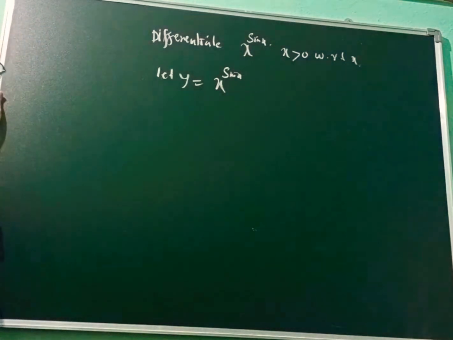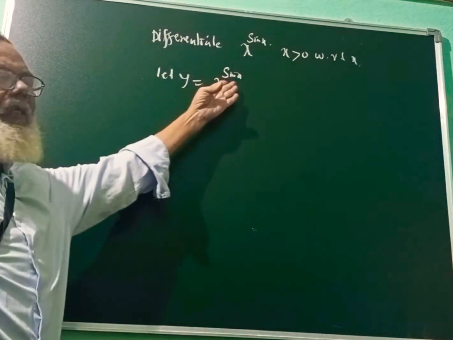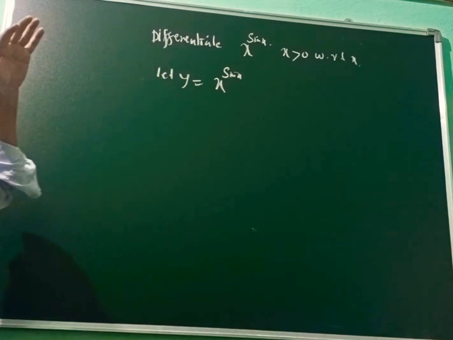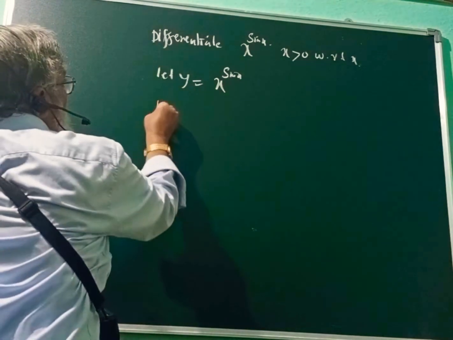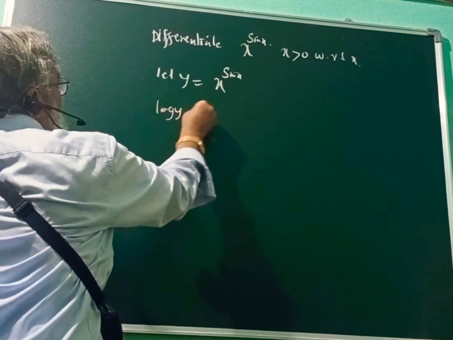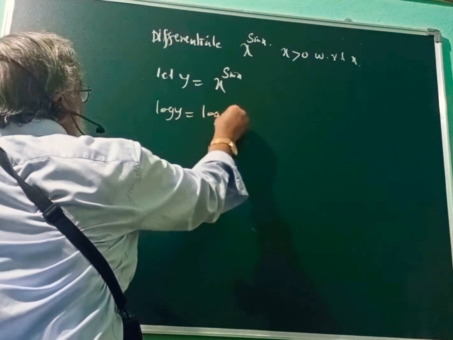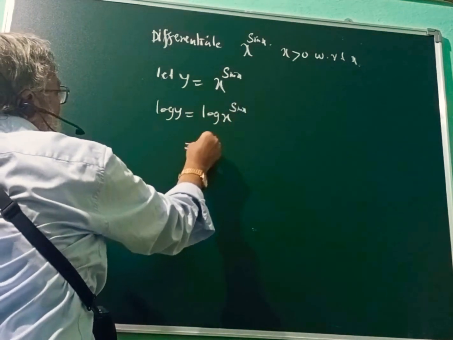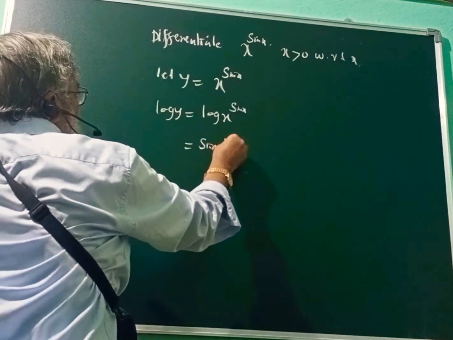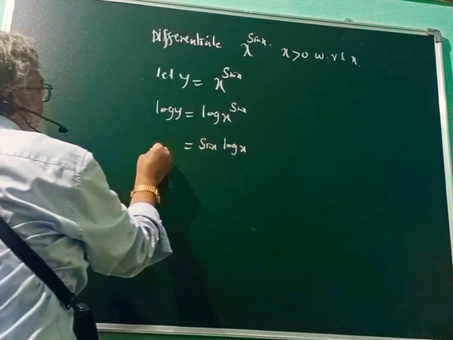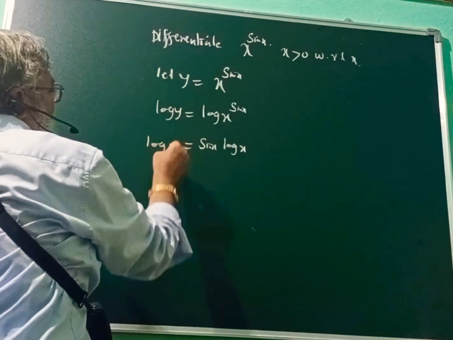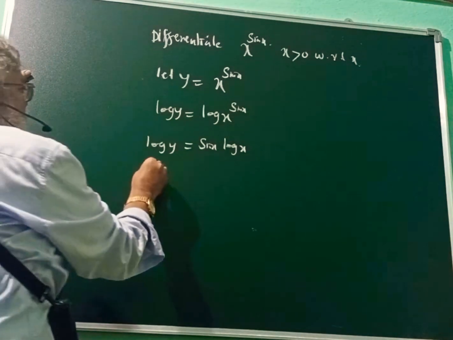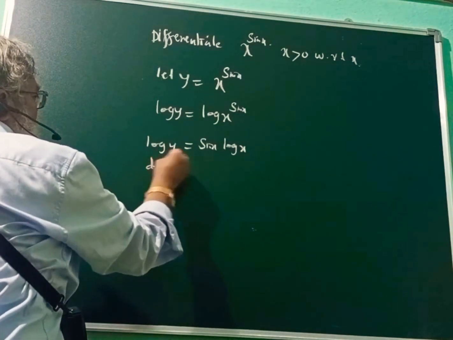Now again we have variable raised to variable, that's why we should apply the formula here, applying log on both sides. Log of y is equal to log of x raised to sin x. We can write this as sin x into log x, that is log y. Now it is ready for differentiation, therefore differentiate with respect to x.